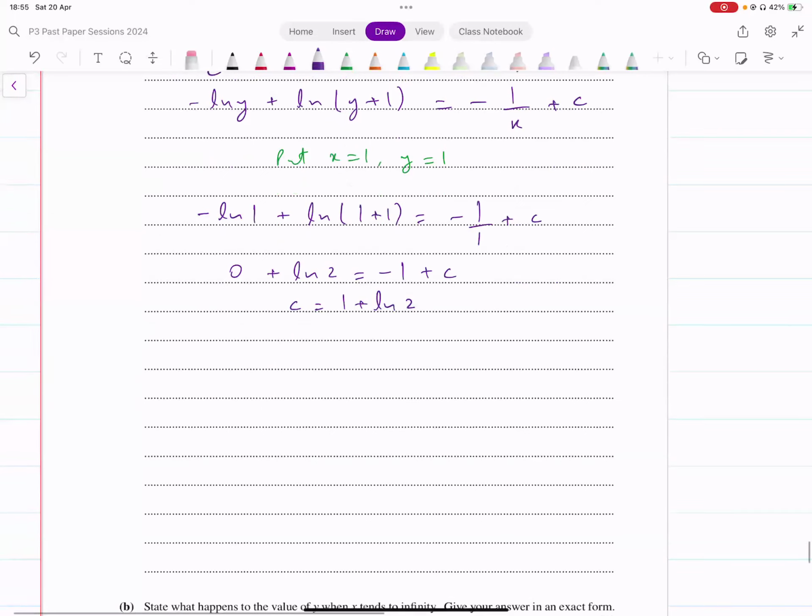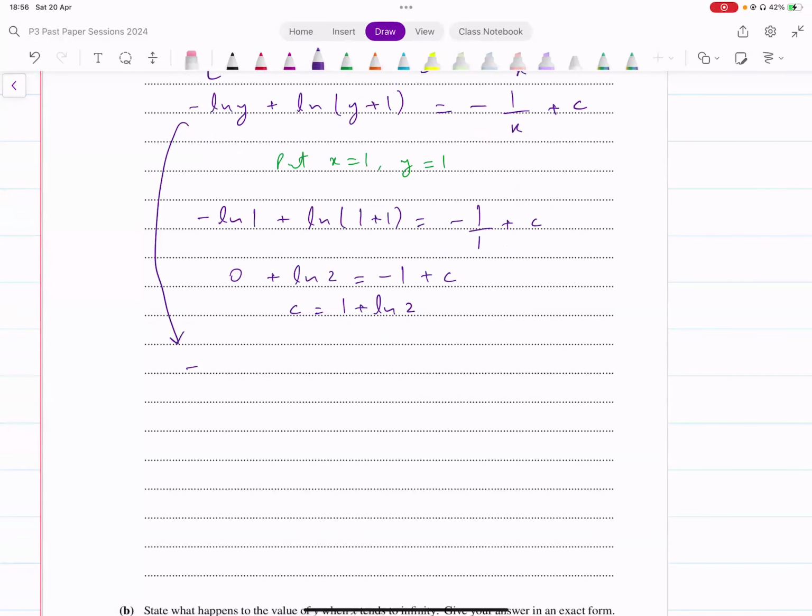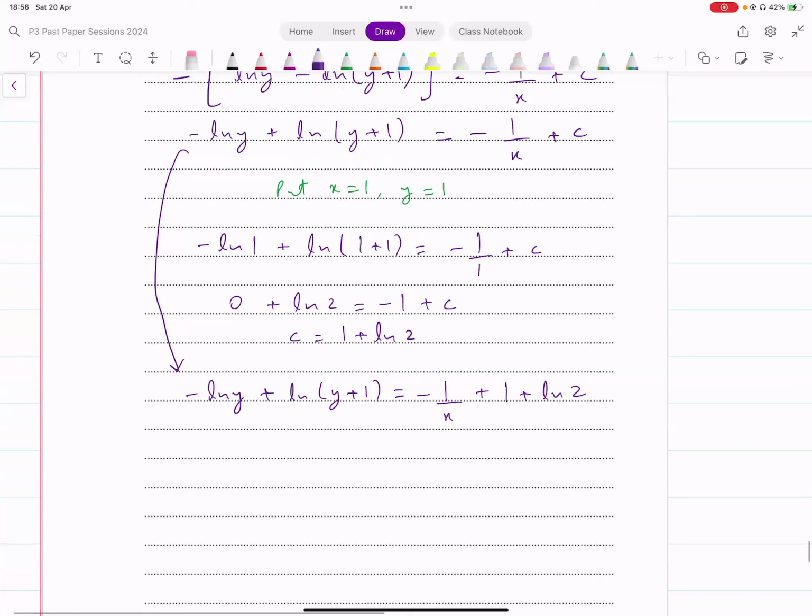Now we put that back in that function, and it becomes minus ln y plus ln of y plus 1 equals minus 1 over x plus 1 plus ln of 2. So we've got the solution now.